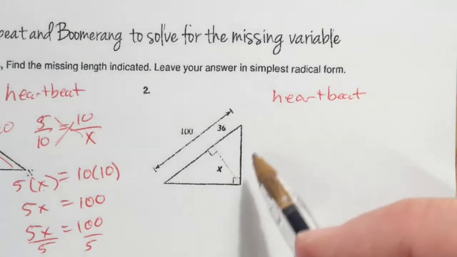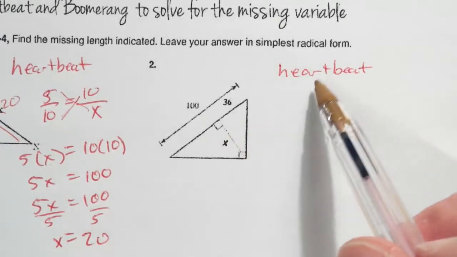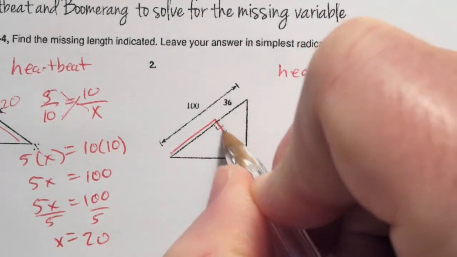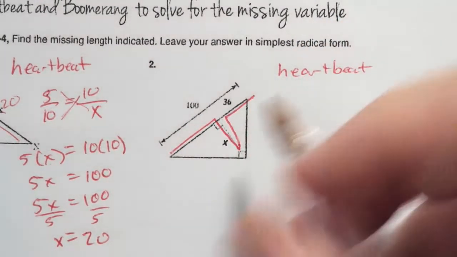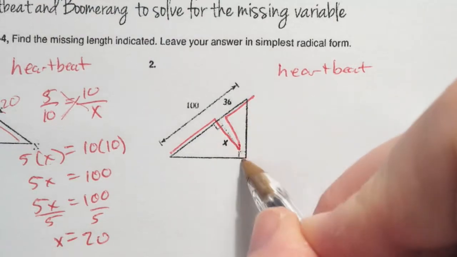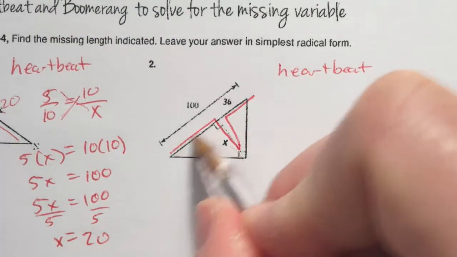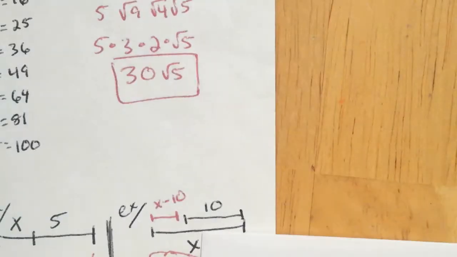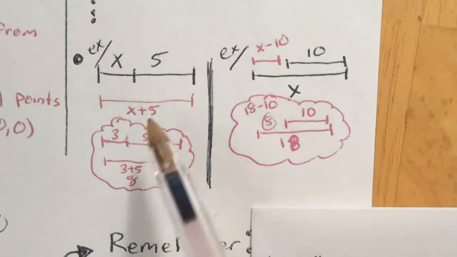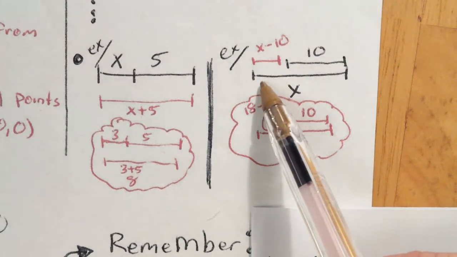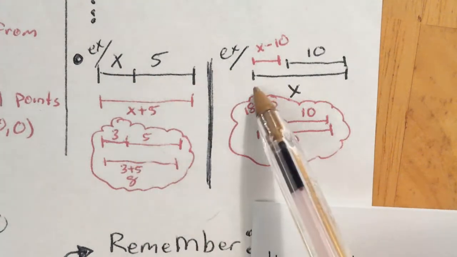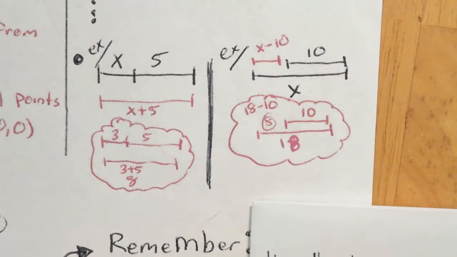Okay, so on number two, we decide we're going to use heartbeat. So heartbeat is this over this equals this over this, or vice versa. Now here's the problem. See this little distance? I don't know what that is. If you look at your hot topics, I give you an example of what that would be. So this plus this equals a whole shebang. Remember all that stuff? Just pointing stuff out for you.